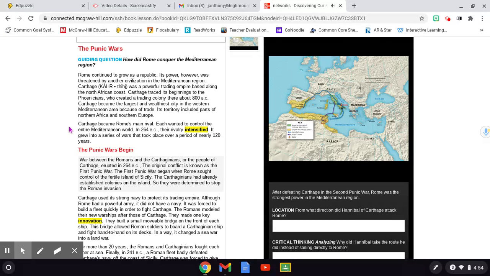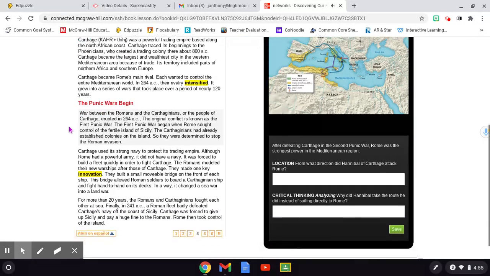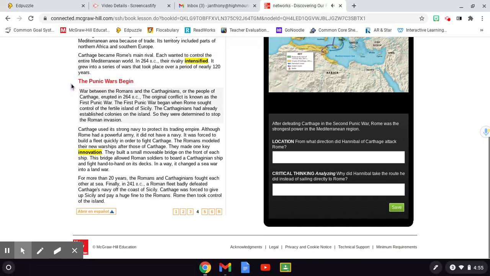In 264 BC, their rivalry intensified. It grew into a series of wars that took place over a period of nearly 120 years. The Punic Wars began. War between the Romans and the Carthaginians, or the people of Carthage, erupted in 264 BC. The original conflict is known as the First Punic War.